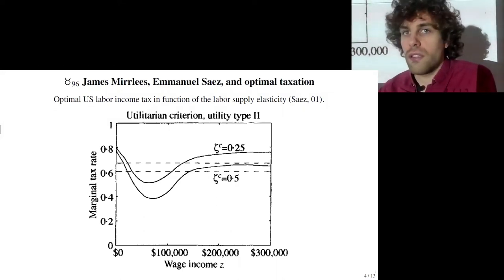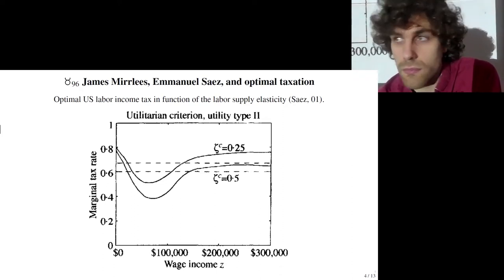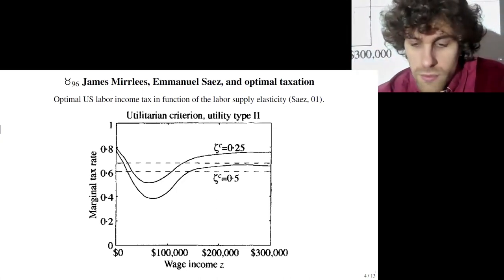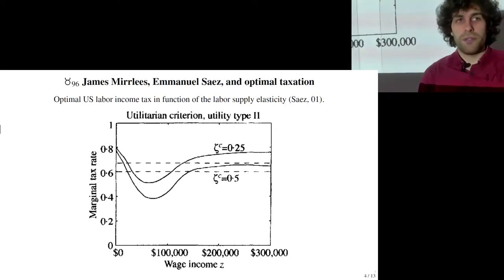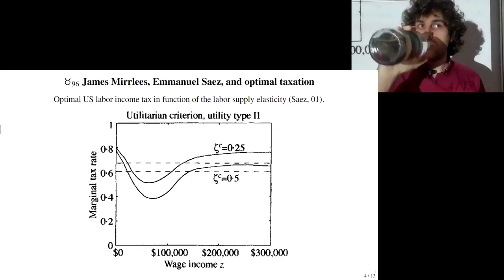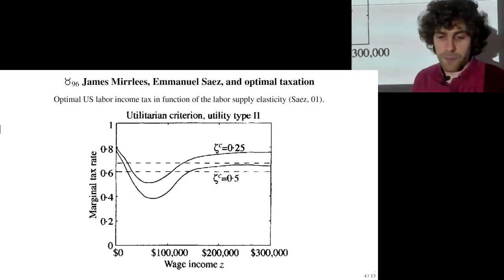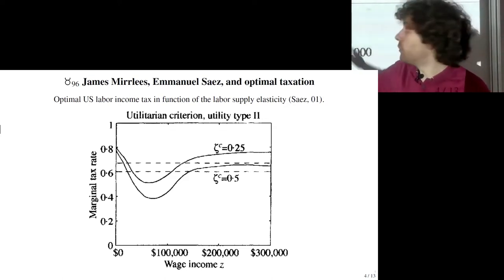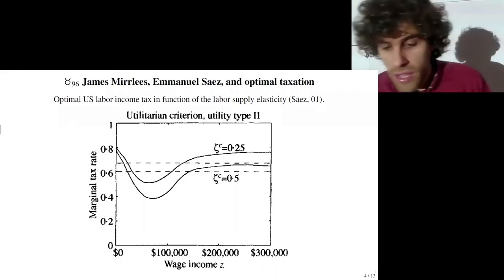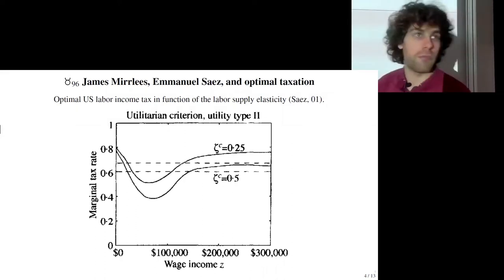Are there questions? No question? Okay. Do these results surprise you? So you say it's 80%. Yes. You're talking about low incomes or high incomes? High income. Yeah, depending on the elasticity, it's between 65, 75, 80%.